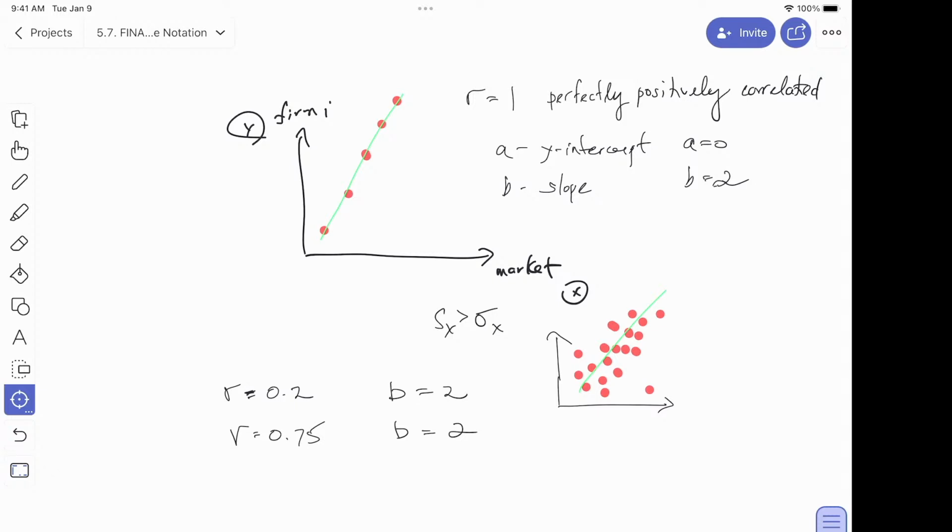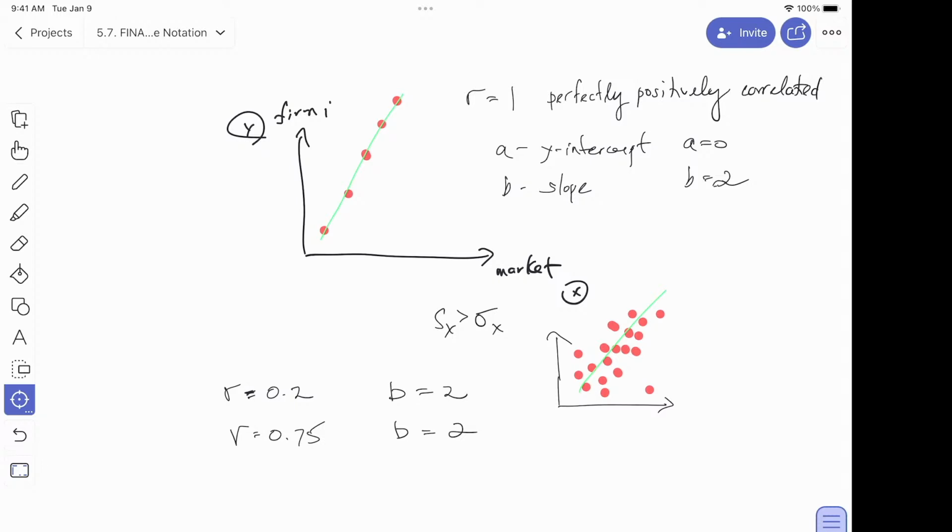Okay? And how are you going to know that you should be more secure? You look at the R. They are related. Look, R is in here, but they're different numbers. Okay? So slope is different than R, but R goes into slope.